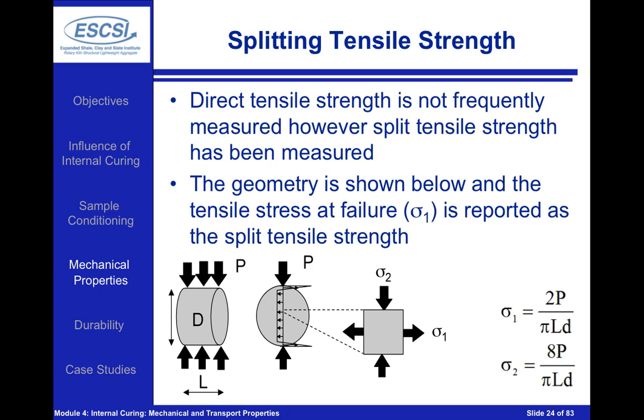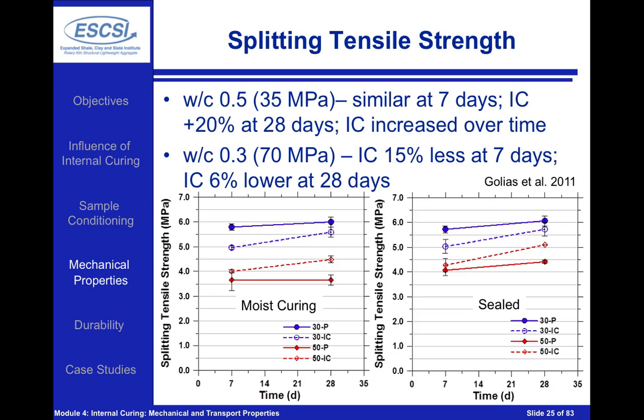This geometry can be shown at the bottom, where we're going to take a cylinder, turn it on its side, and measure the stress in the one direction, and that will be very similar to a tensile strength at failure. Now, if we do these for the internally cured concretes, the results become a little bit more difficult to interpret, but if we take a second to look at these, they really seem to be logical.